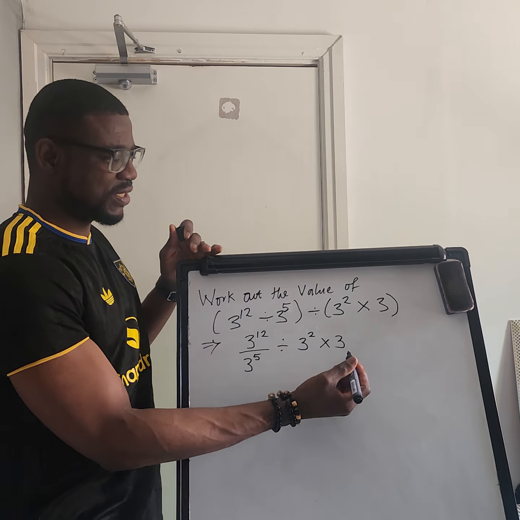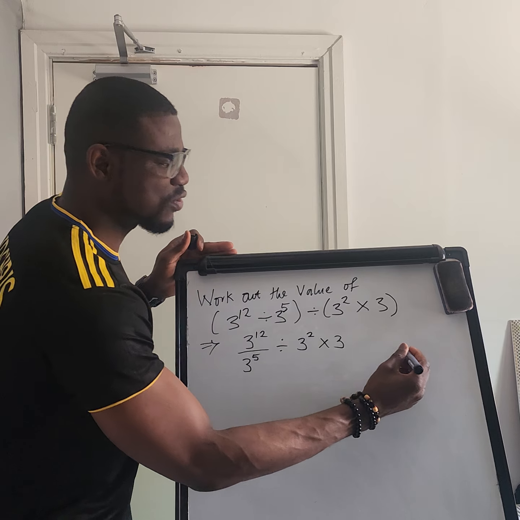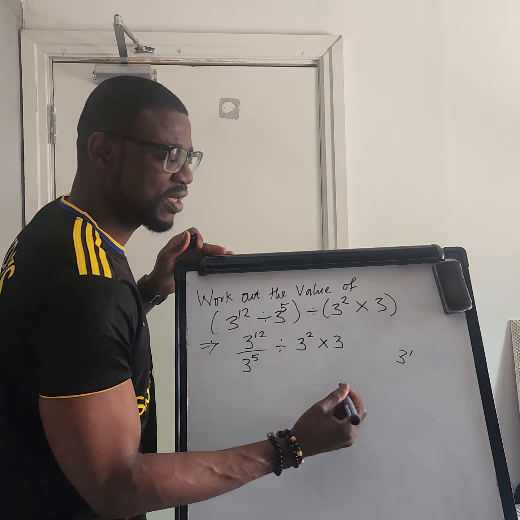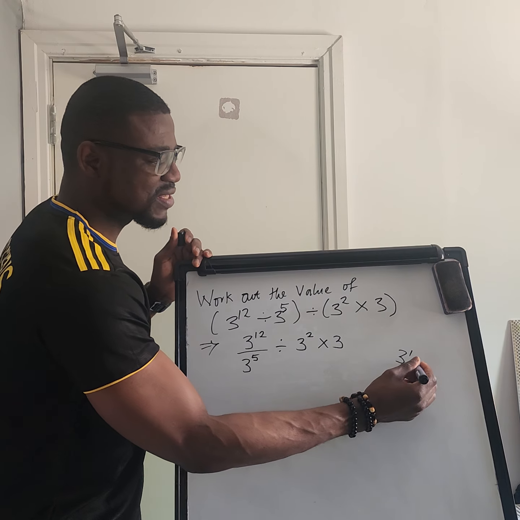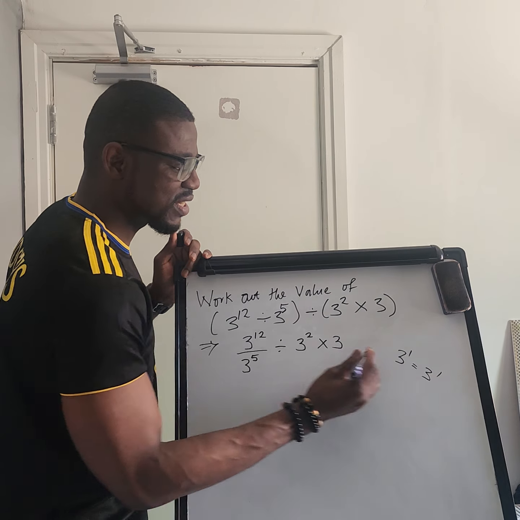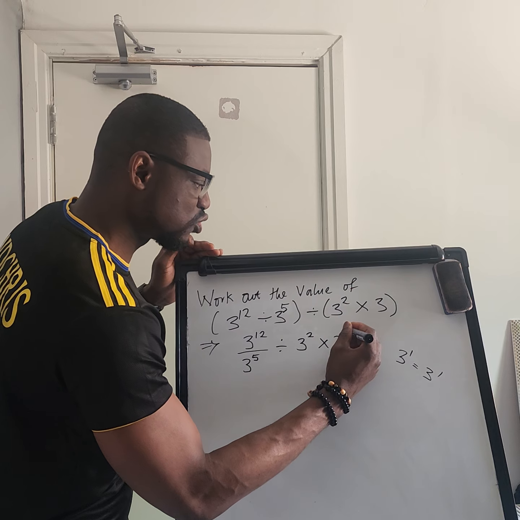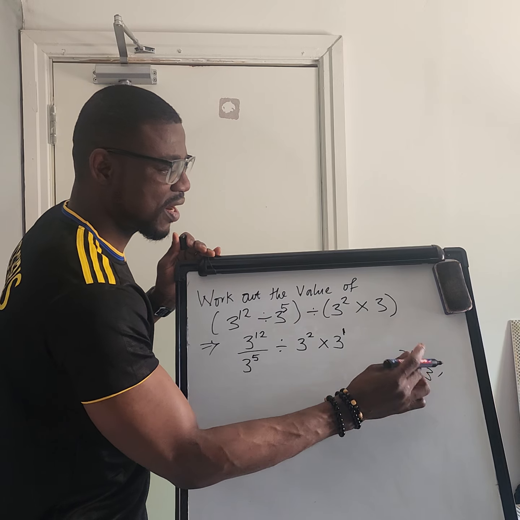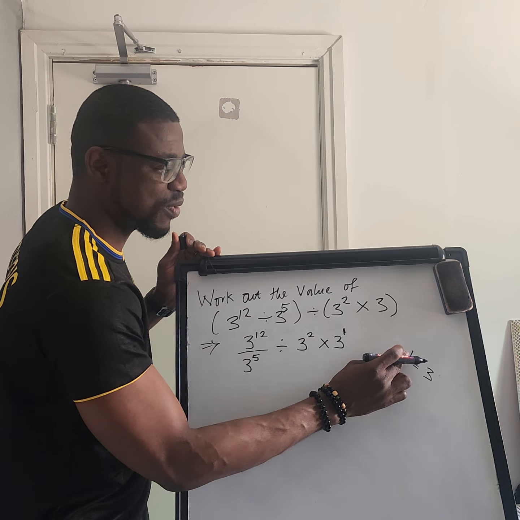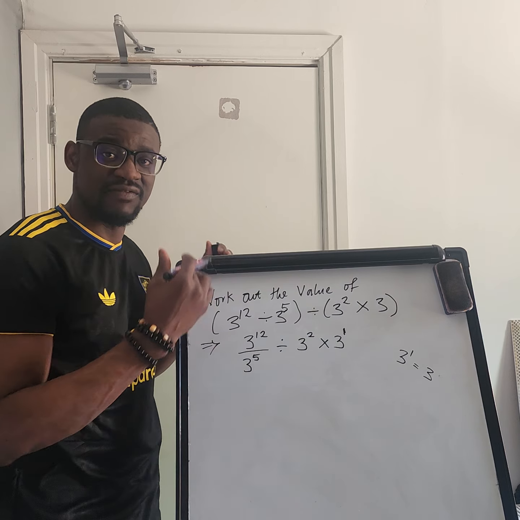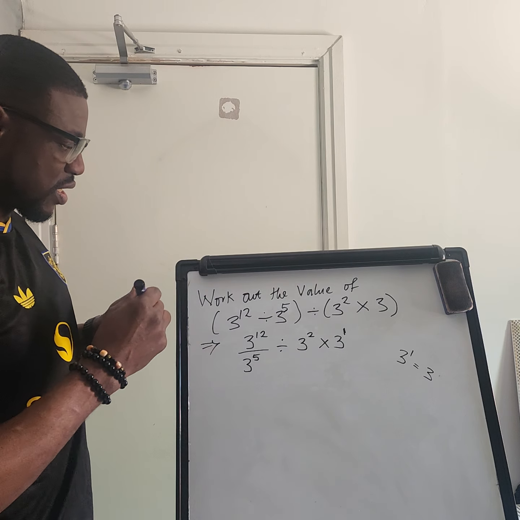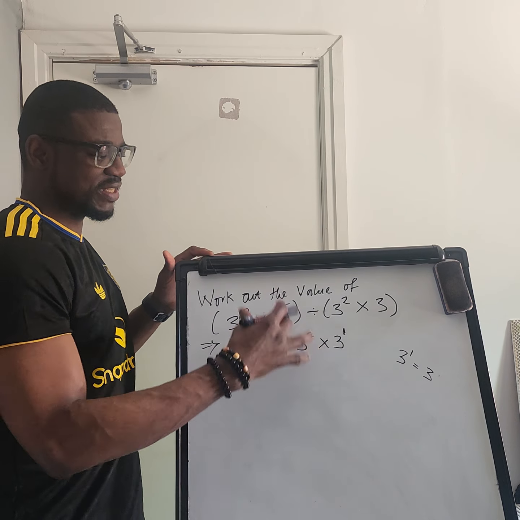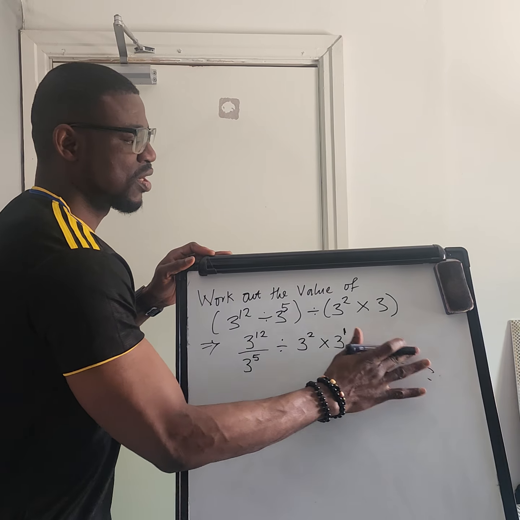Now you know that this 3 can also be written as 3 raised to power 1 because 3 raised to power 1 is written as 3. So we need this 3 to have a power. That's why I'm going to introduce 1 here. So it's the same thing as this. 3 raised to power 1 is written as 3. You can verify that with your calculator. So it will be easier for us to solve it when it is in this format.